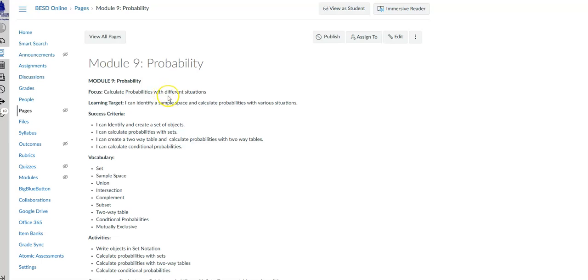Right, we're looking at day one for module 9 with probability. Again, our big goal for this whole thing is to identify sample spaces and calculate probabilities in different situations.